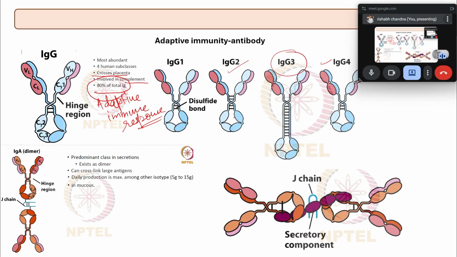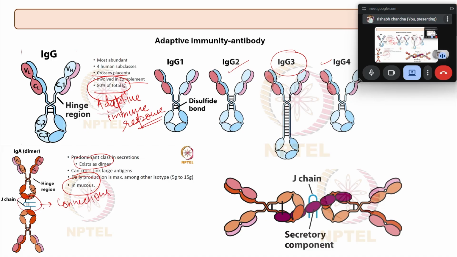Okay, moving on to the IgA, that is the secretory antibody. So it is a dimer. Okay, so it exists as a dimer, and it can cross-link large antigens as well. Then it is mainly present in the mucous membranes. It also has a J chain that acts as a connection between the two monomers of the antibodies.